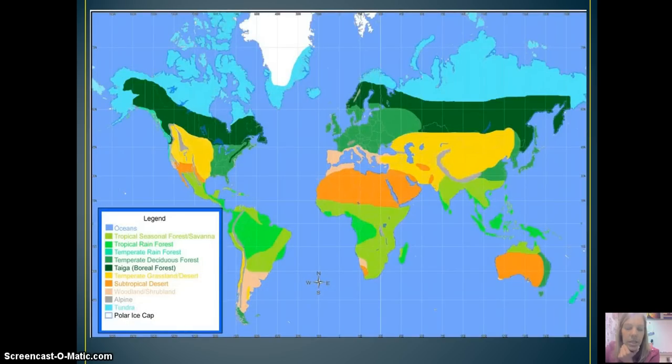In the map that we looked at the other day, you could see that there are some bands that go across where you see similar biomes in similar longitudes. And that is due to the tilt of the Earth, as well as some of these are contributed by ocean currents.